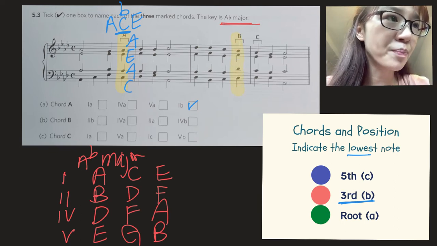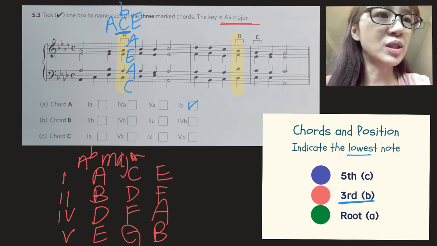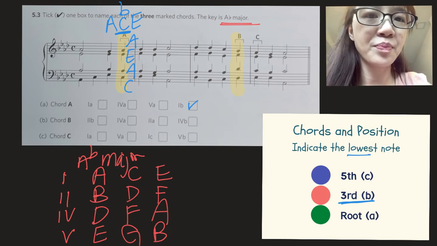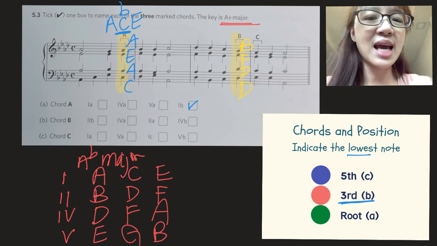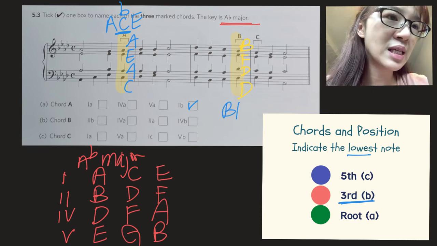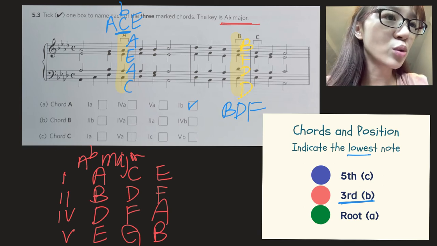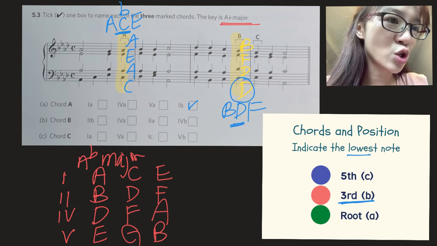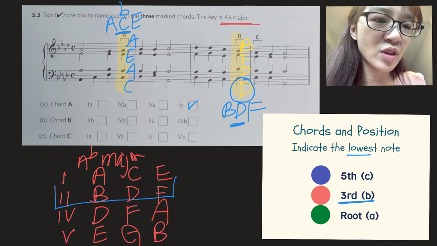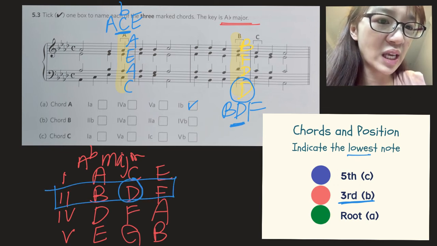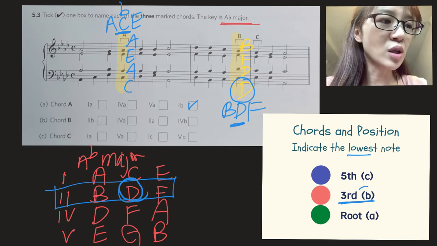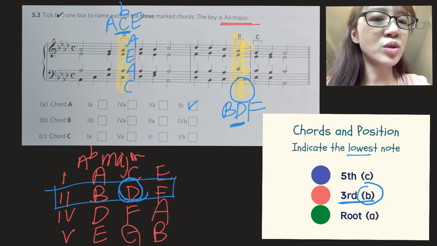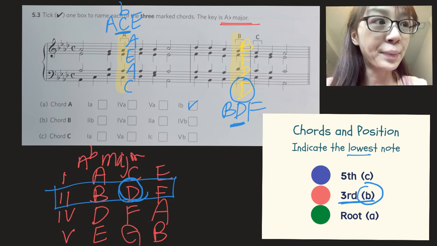Everything from top to the bottom. So this is B, F, D, and D. B, D, F. Okay, write down all the notes. B, D, F. The lowest note is the D. So again, the middle note is the lowest note. So when the middle note is the lowest note, you consider it as B. So this is chord 2, B.